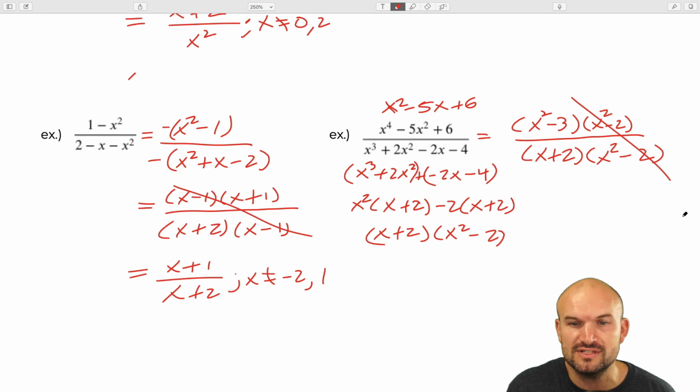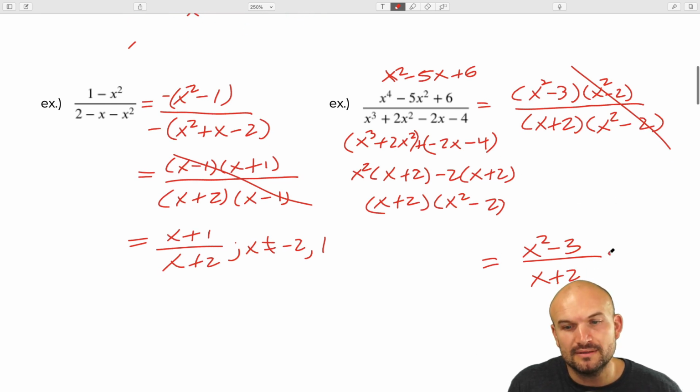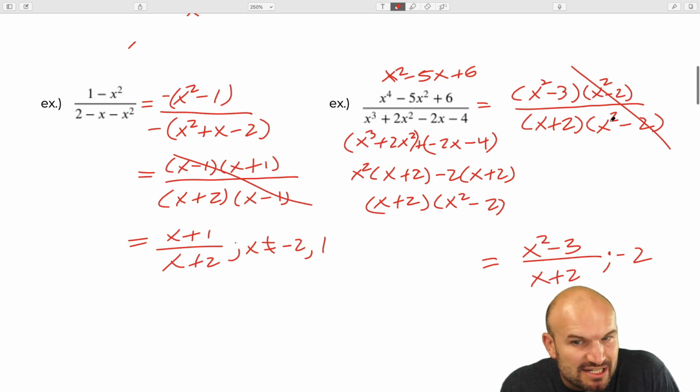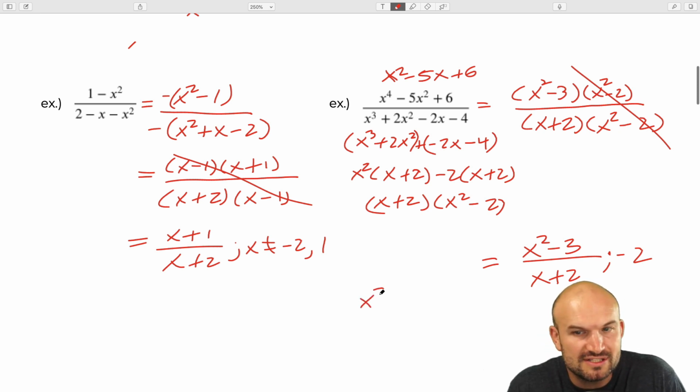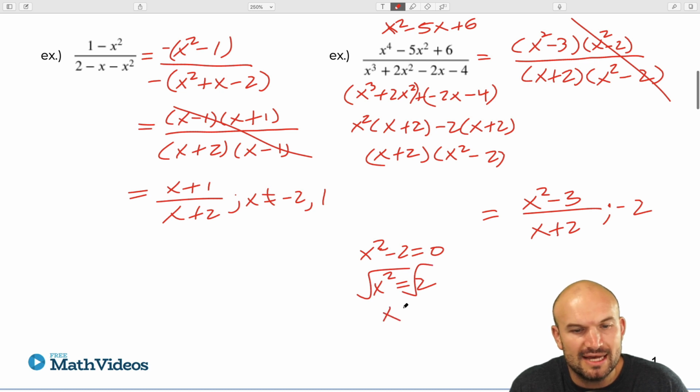Now you can see that those divide out, leaving me with my final answer of x squared minus 3 divided by x plus 2. Now, to figure out my undefined values, I know x cannot equal negative 2. But in this case, what makes this 0? So again, just set it equal to 0. Sometimes we'll have easy numbers. Sometimes we won't. So set this equal to 0, and you get x squared equals 2, so x equals plus or minus the square root of 2.